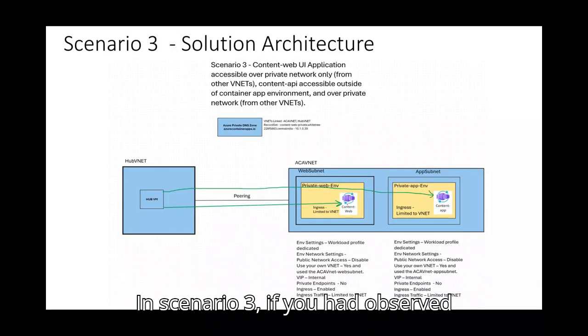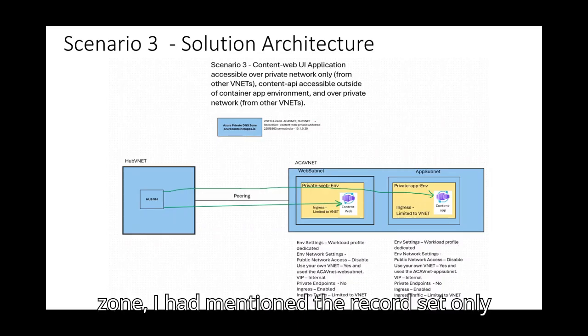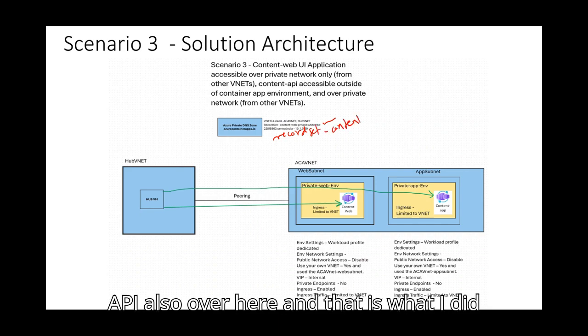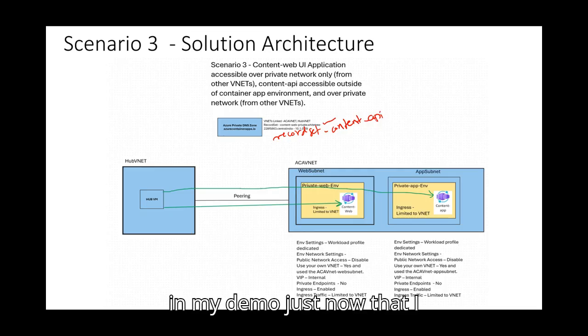In scenario 3, if you had observed at the top, in private DNS zone, I had mentioned the record set only for content web, but I had not mentioned the record set for content API. If you have noticed this, then that's amazing. I mean, you were really attentive. But if not, this was missed over here. So we need to add the record set for content API also over here, and that is what I did in my demo just now, when we added the private DNS zone record.